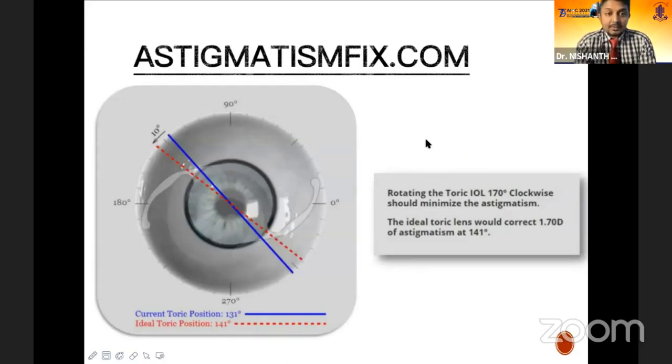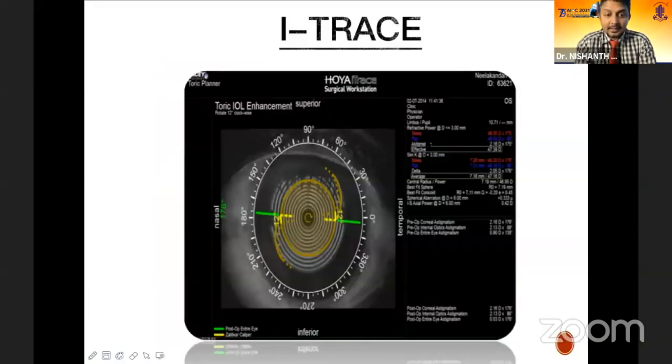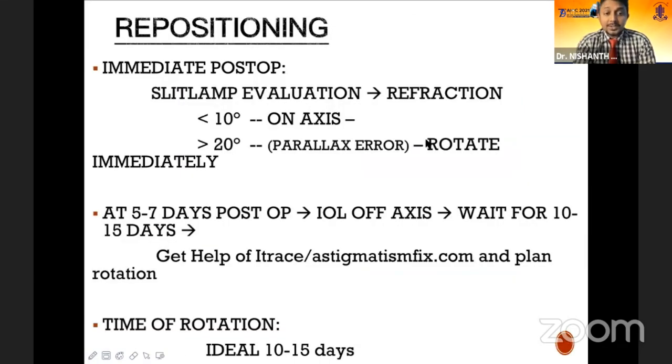There is actually a website called astigmatismfix.com where you can enter if you have your preoperative values and decision, you can also enter it and you can see where the axis has gone wrong. And then some investigations such as Cirrus also shows for us to have a target plan, but the best will be the eye trace, which will show if there is a rotation problem. Repositioning, as I told, immediate, see in the slit lamp. If it is less than 10 degrees and on axis, you can try to leave it. If there is more than 20 degrees with a parallax error, definitely one has to rotate it immediately.